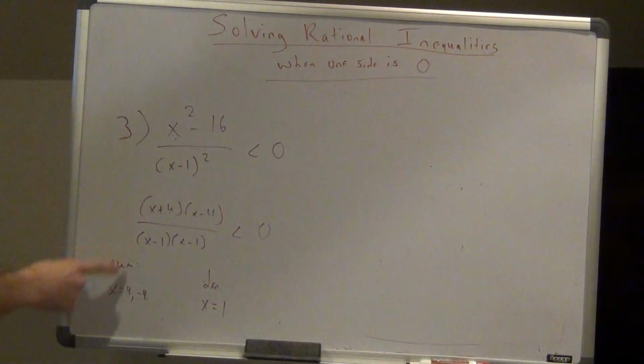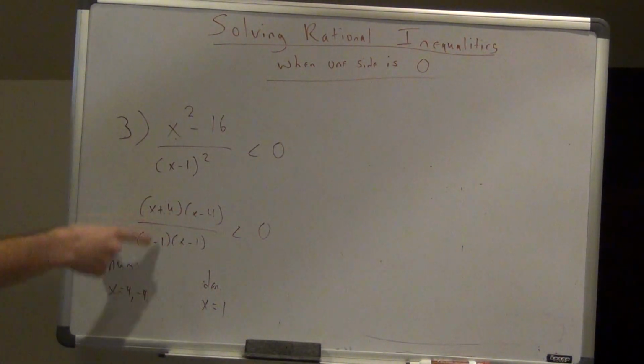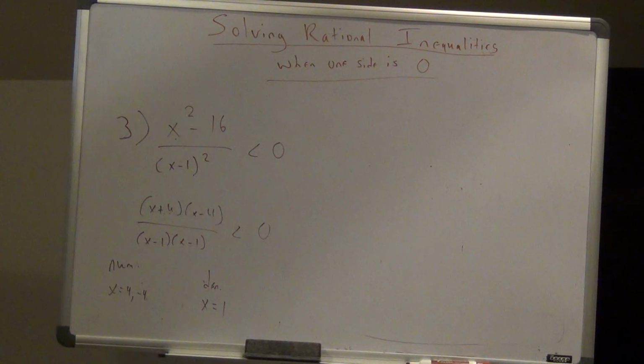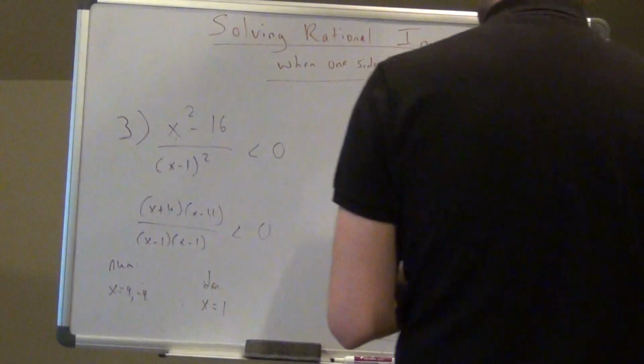So the numerator is going to equal 0 at 4 and negative 4, if I set these each equal to 0. The denominator is going to equal 0 at x equals 1. It's the same thing. All right, so then I draw my number line. Let's draw that out.